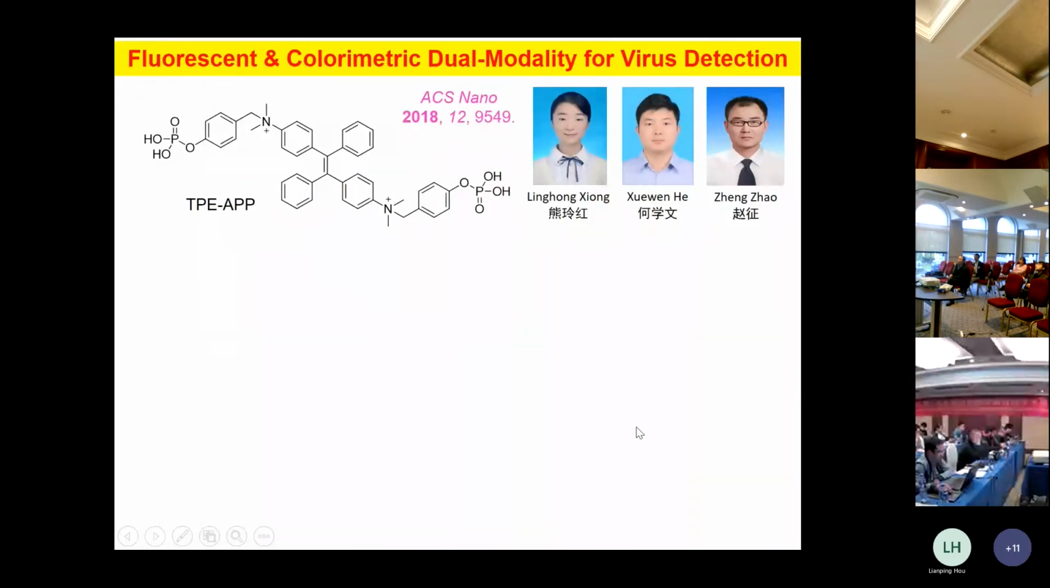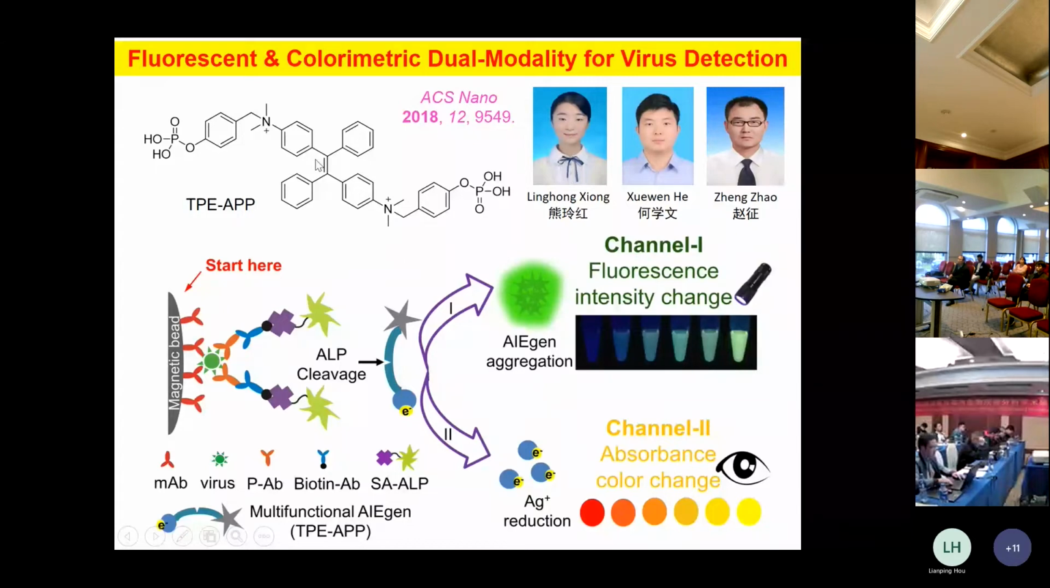Okay, now bacterial or virus detection is a hot topic because of the COVID-19 pandemic. So here we make this kind of AIEgen. Of course, we don't have access to COVID-19, so we use another bacteria in collaboration with Dr. Zhong in the CDC of Shenzhen. This is the ELISA process. I will not talk about it.